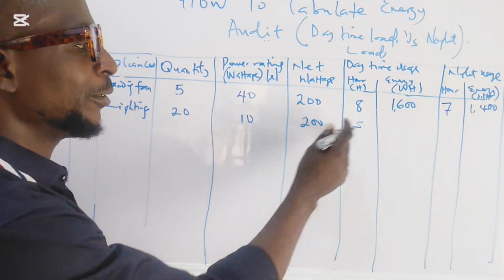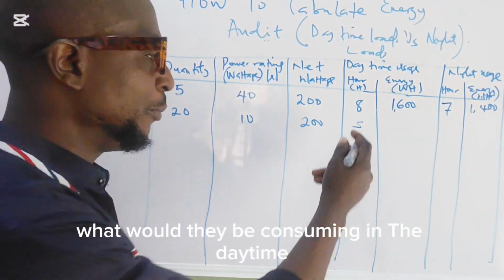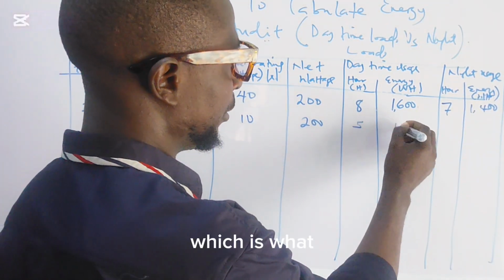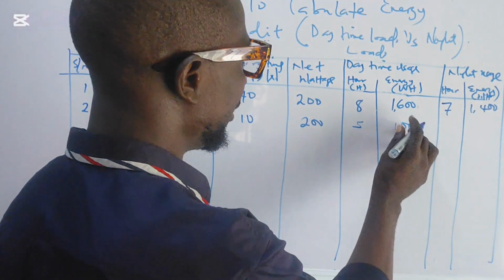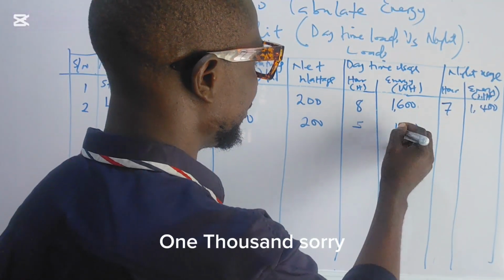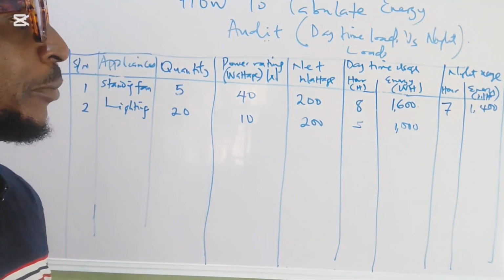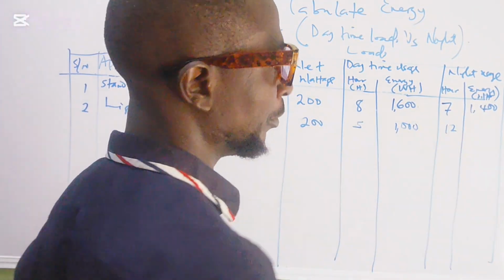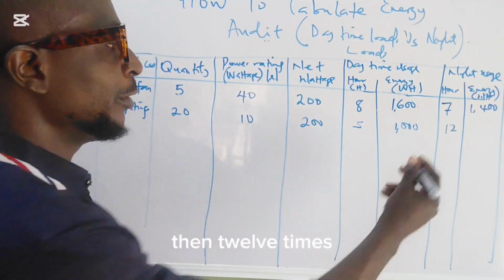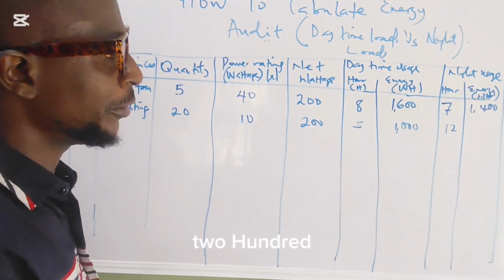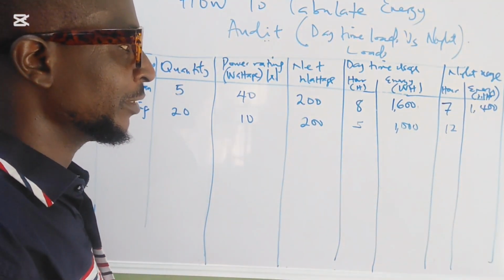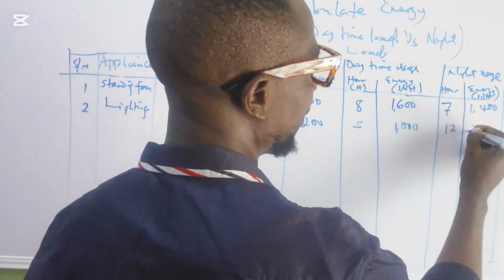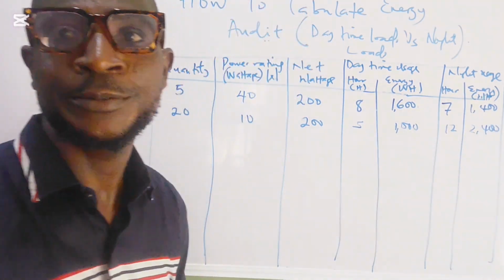Then what is the energy? What will be the consumption? What will they be consuming in the daytime? 200 times 5, which is what? 1000. Sorry, it's 1000. Then what about at night? Let's say 12 hours. Then 12 times 200, that is 2400.